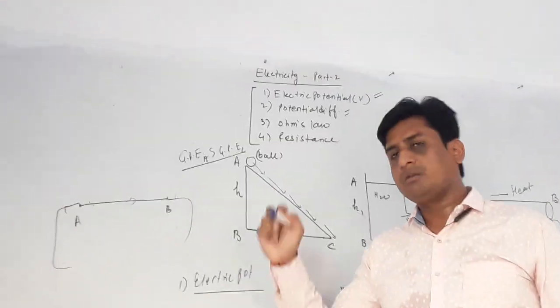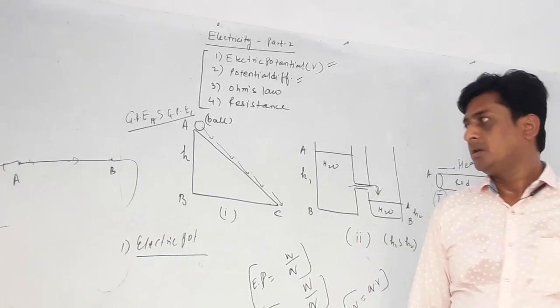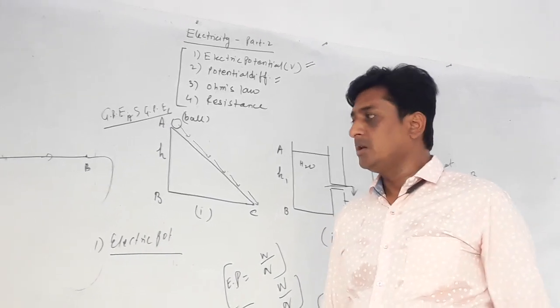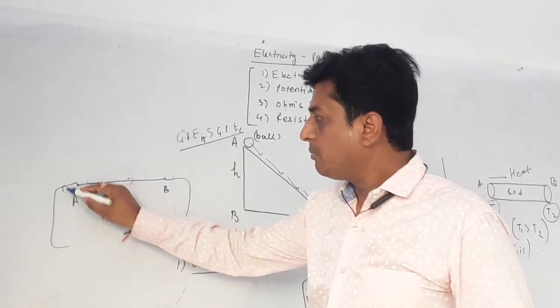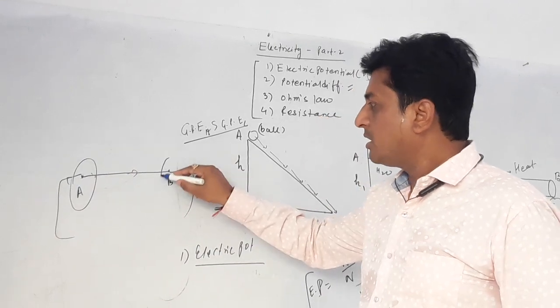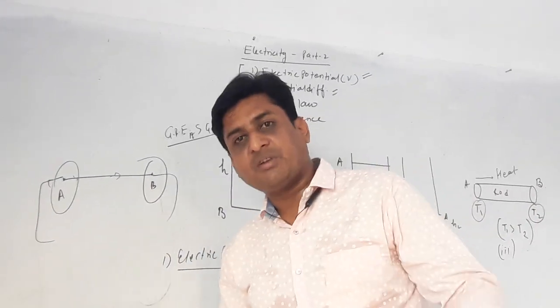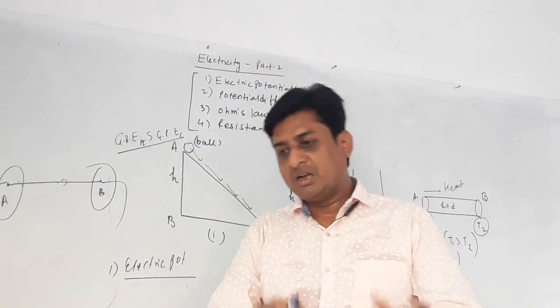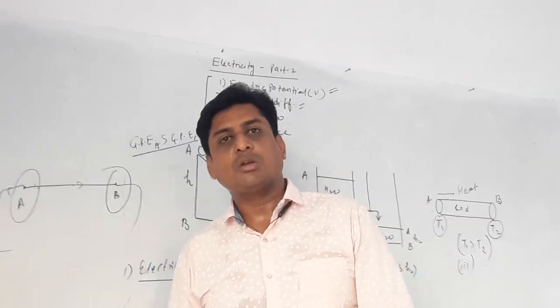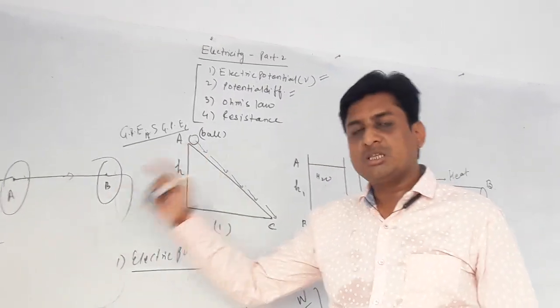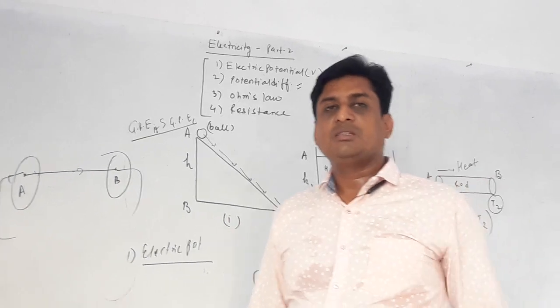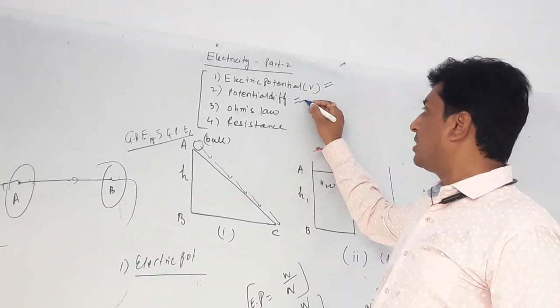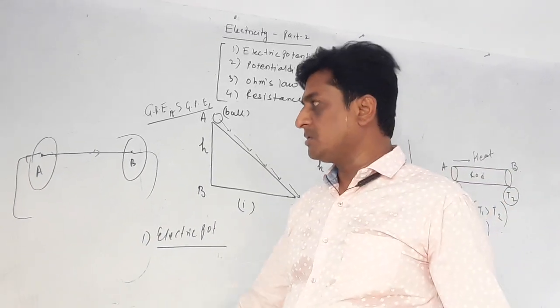It will flow from one place to another place only when there is a potential difference. That means the amount of work done per unit charge here and the amount of work done per unit charge here is different. If it is not different, current will not flow. So for the motion of current, a difference in potential is required. That difference in potential is known as potential difference or electric potential difference.